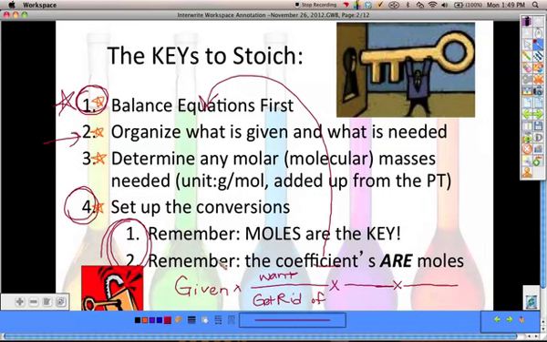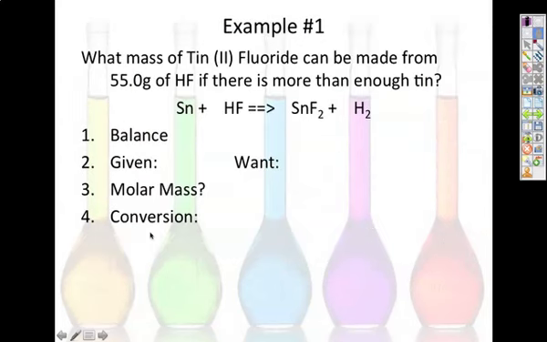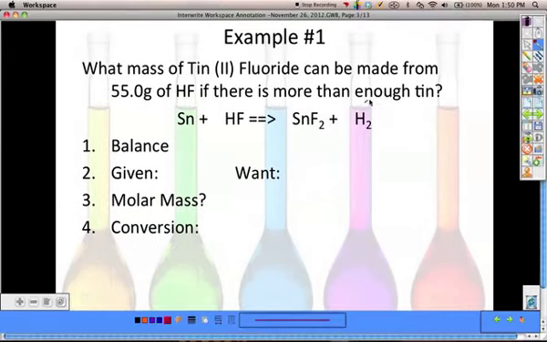So let's take a look. Let's figure out the first problem here. We've got tin 2 fluoride being made from 55.0 grams of hydrofluoric acid with more than enough tin. So this is some of that extra information. When it says more than enough, that means it is in excess. It's a definition we're going to hear more of later today. But it's in excess.